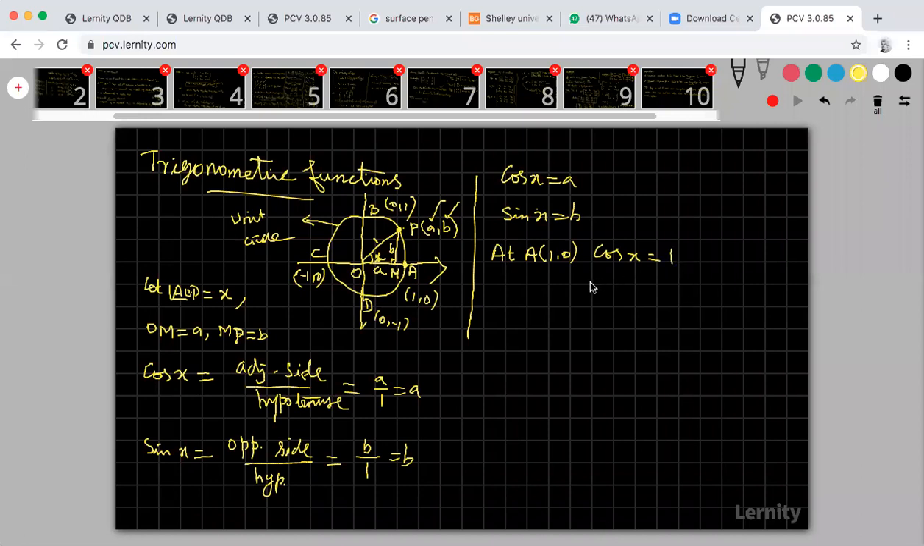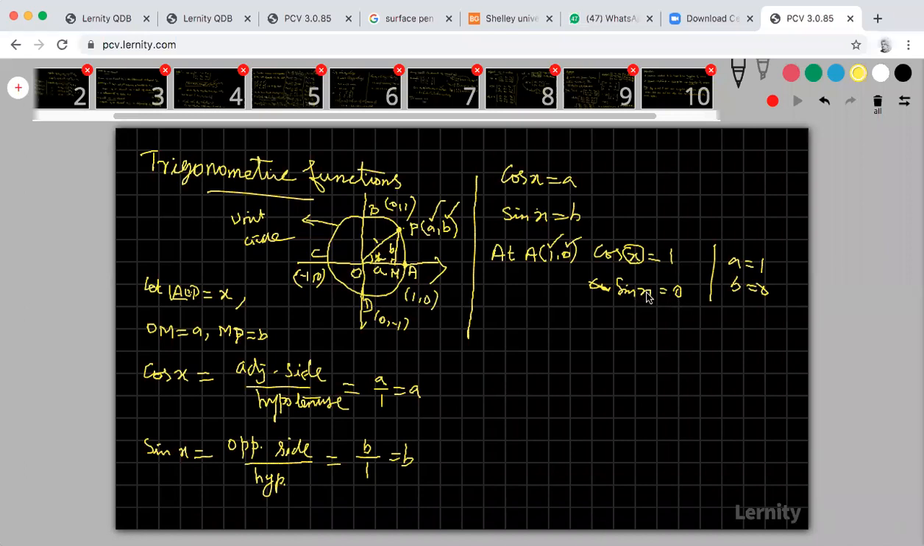What is my sin x? My sin x is 0. But look at that, what is your x? That is an important point. Based on this result, cos x is A, sin x is B. I am writing that my cos x is 1, sin x is 0, because this point is my A, this point is my B. At this point, my A is equal to 1, B is equal to 0. So therefore, my cos x is equal to 1, sin x is equal to 0.